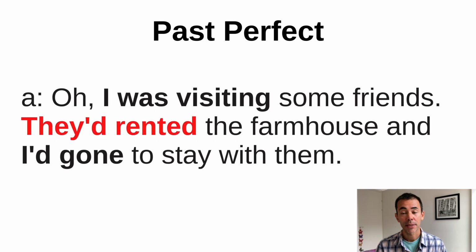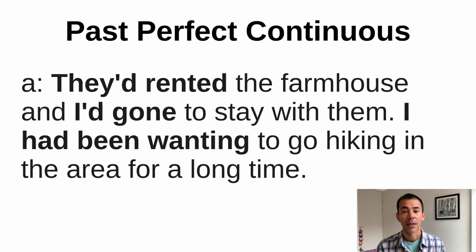It's background information. They'd rented. I'd gone. Past perfect. They show actions that happened before the main event of seeing the ghost. So they are also background information. I'd been wanting, past perfect continuous. Also background information. Again, same as the past perfect, an action that is finished, but it's a longer action. He had been wanting to do it for some time.